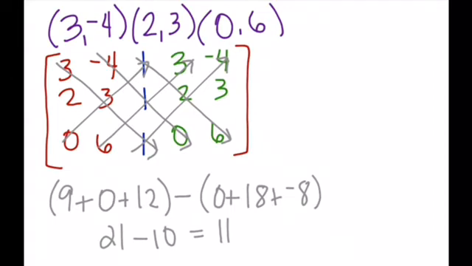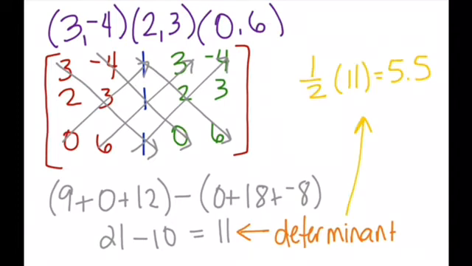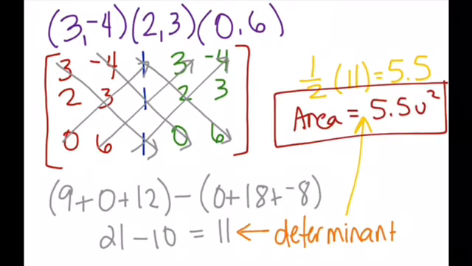Now be careful that you understand that we're not finished. That is the determinant. But to find the area, we're going to use our formula. So we're going to do 1/2 times 11. Half of 11 is 5.5. That is the area of the triangle.